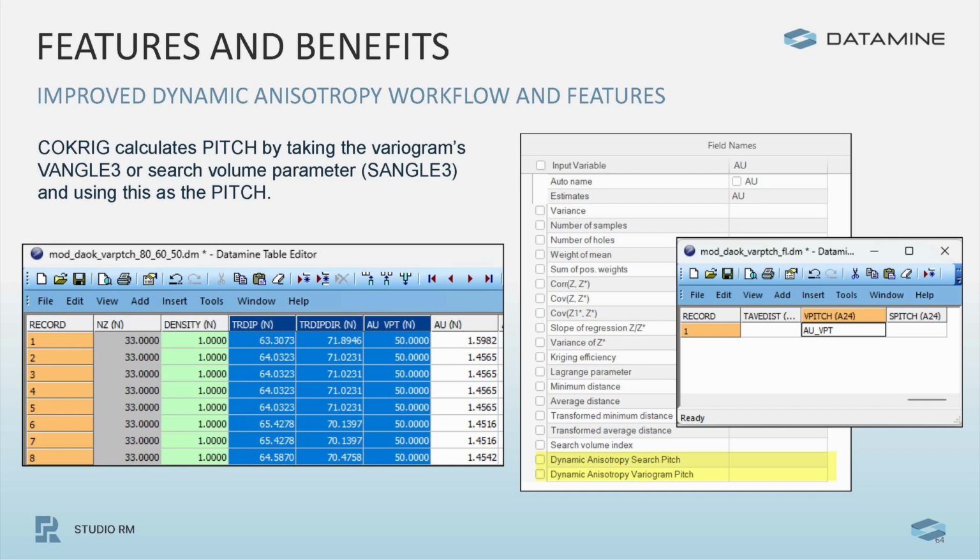And the same thing with CodeCreek. So if you're doing a DA estimation and you're taking the third angle from the variogram, in the fields parameter, you can select the pitch news as an output. And then same thing, you want to validate it with DA ellipse.